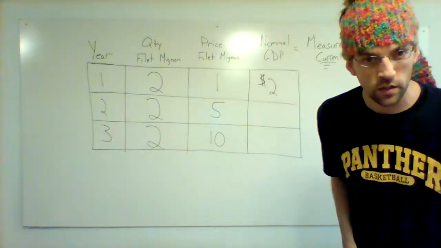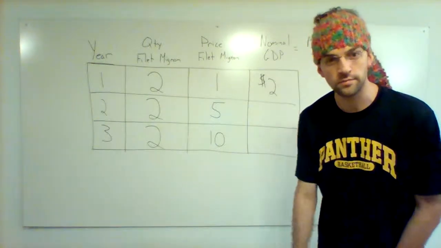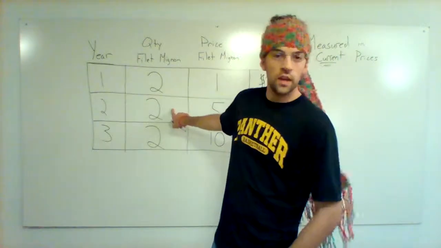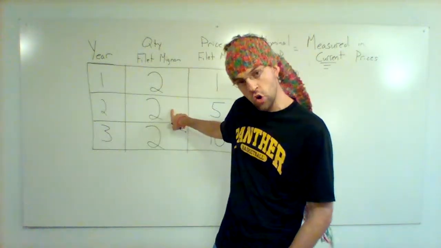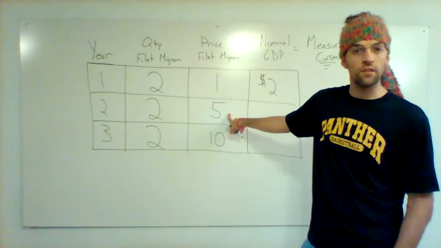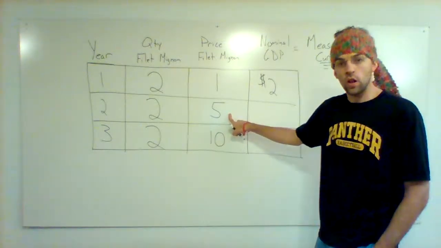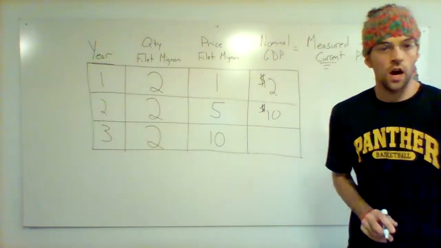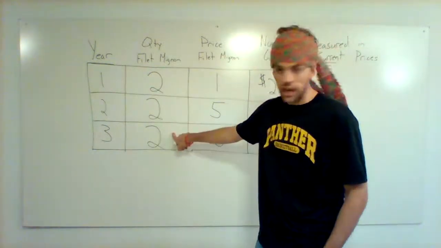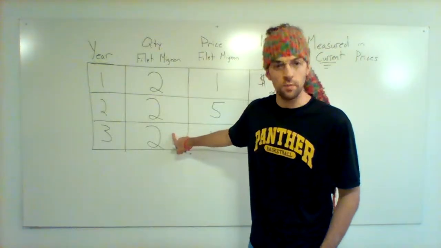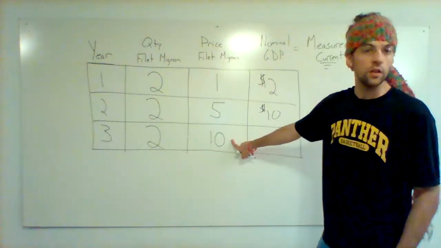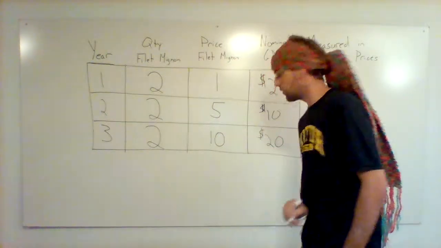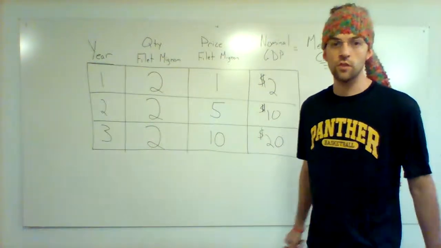Simple enough. Stop the tape for a second, see if you can figure out the other 2. All right, that's good for me. Let's see. So in year 2, they produced 2 filet mignon, and they sold them at a price of $5. That gives me a total of $10. All right. In the 3rd year, we got, again, 2 filet mignon that have been produced, and now the price is $10. So we get $20 for our nominal GDP. That's not too tricky.